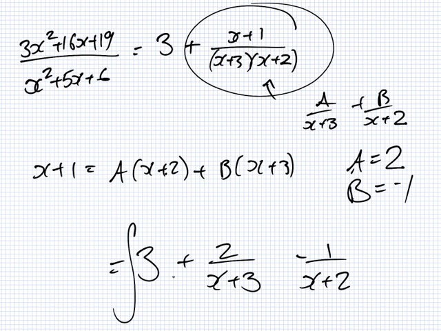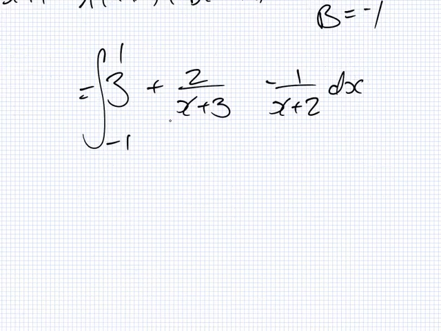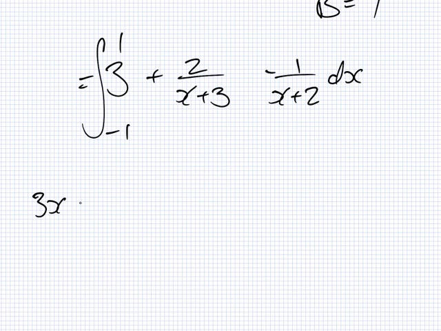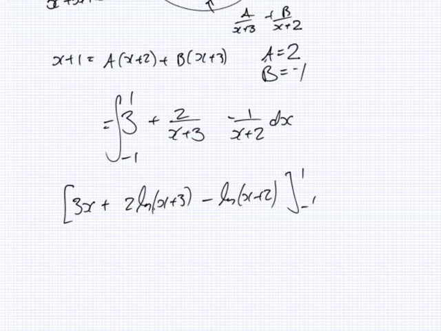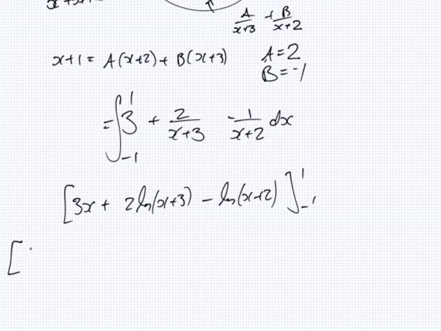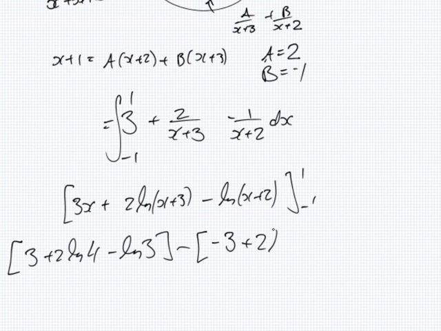Next, they want you to integrate this from minus 1 to 1. So we get 3x plus 2 log x plus 3 minus log x plus 2, from 1 to minus 1. So I'll put the 1 in first. That's 3 plus 2 log 4 minus log 3, and then I'll put the minus 1 in. Minus 3 plus 2 log 2 minus log 1.